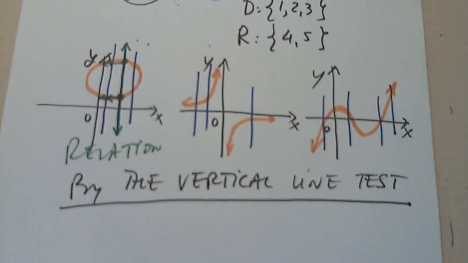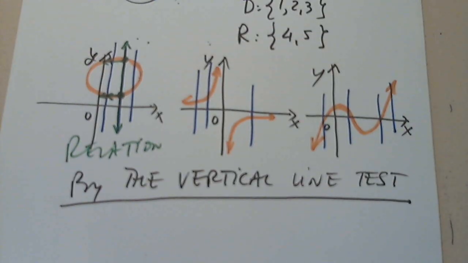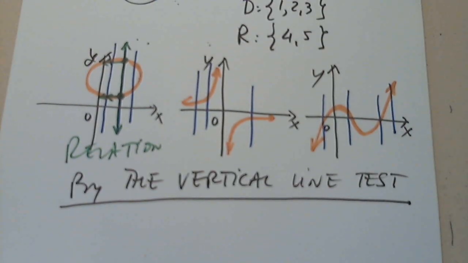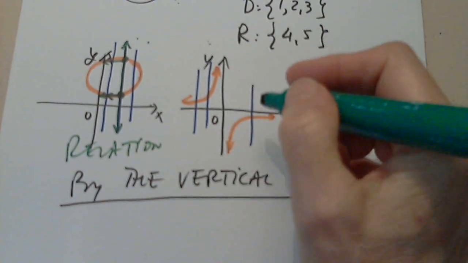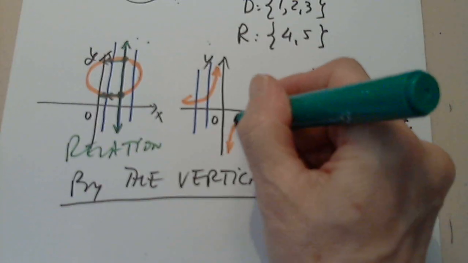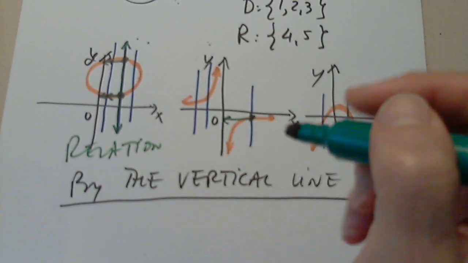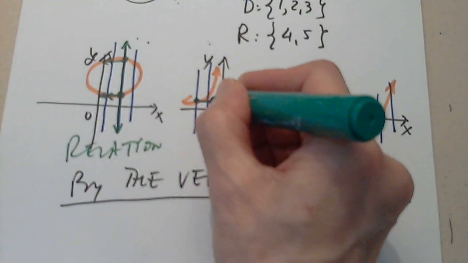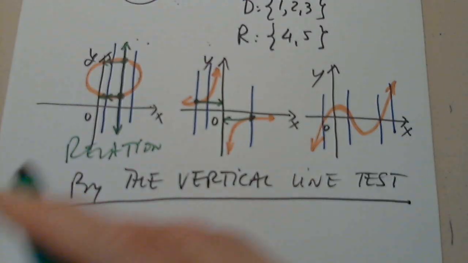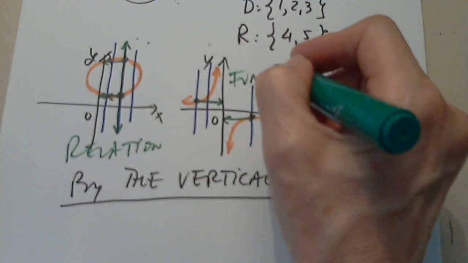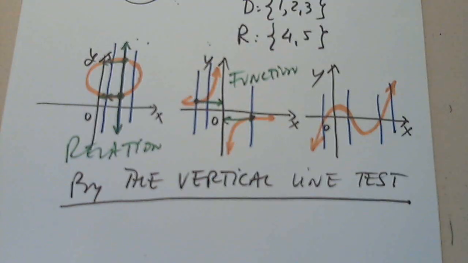Can anyone tell us about the second one? Is the second one a function or a relation? Function. Say it again. Function. Yes. For each x value, I read one corresponding y value. For this x value, I read one corresponding y value. So this is a function. What about the last one? Function or relation?